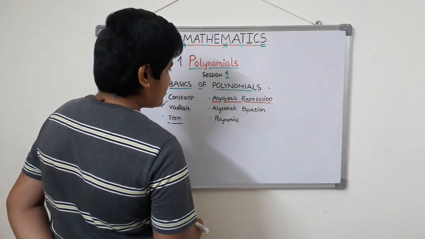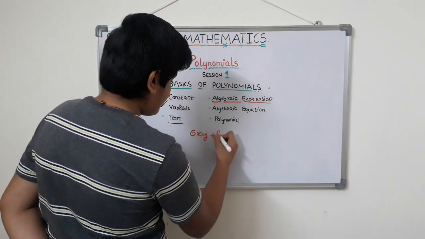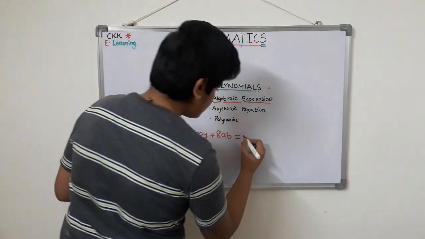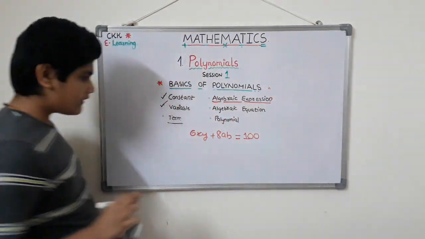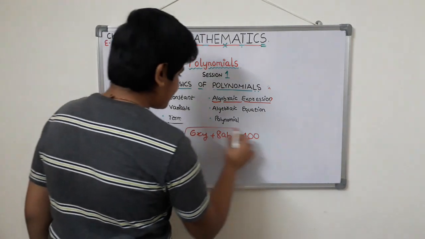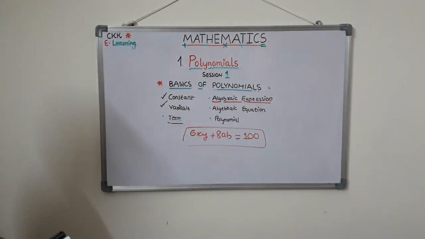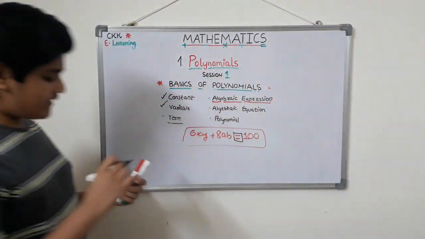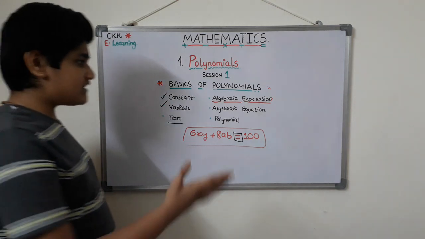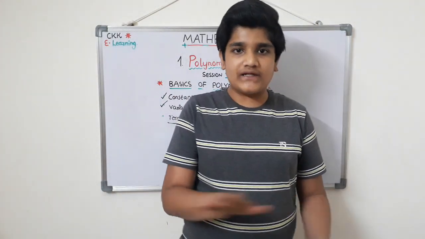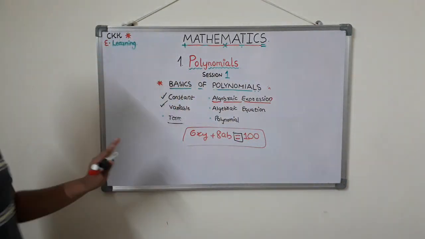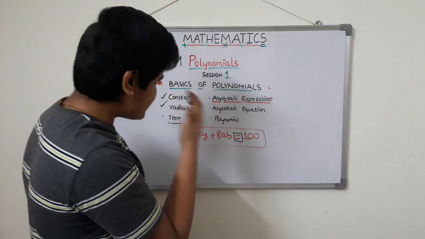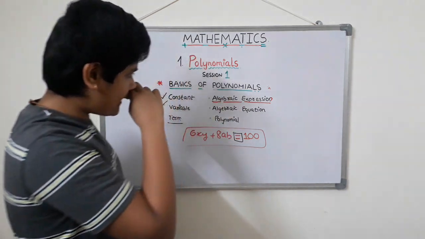Now let us take an algebraic expression like 6xy plus 8ab. This is equals to 100. I have given this equals to 100. This total is known as an equation. You got the symbol equals to. This will become an equation. That's all. No need to worry about what this algebraic equation is. If you find the word equals to, then that is an algebraic equation. Just blindly follow. That's all. So that is what an algebraic equation is. But with the equals to symbol, you can find an algebraic expression before that.